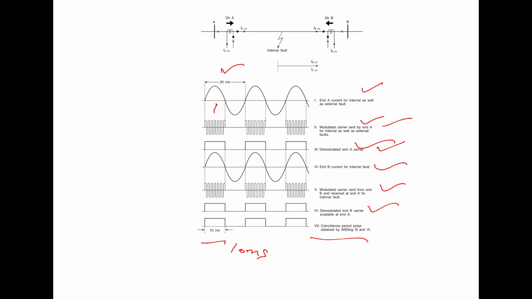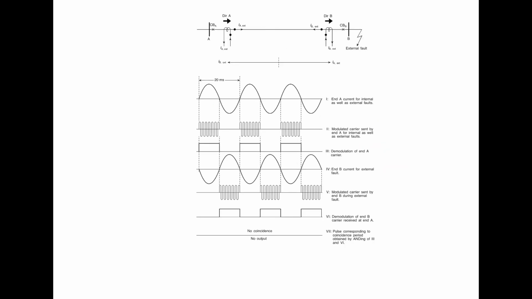Now let us discuss the external fault. The figure here shows the external fault. Again the two ends generate the carrier only during the positive half of the frequency, as you have seen. So this is the end A current for the internal as well as external fault. This is the modulated carrier sent by the end A for internal and external fault. This is the demodulated wave. Now end B.